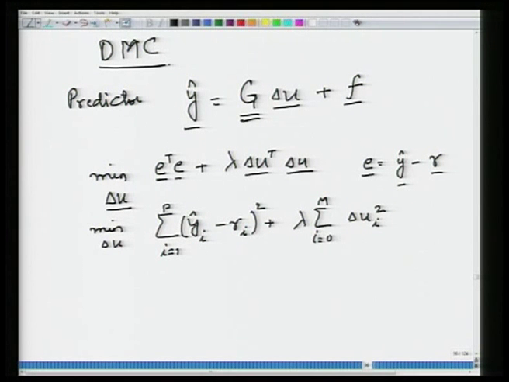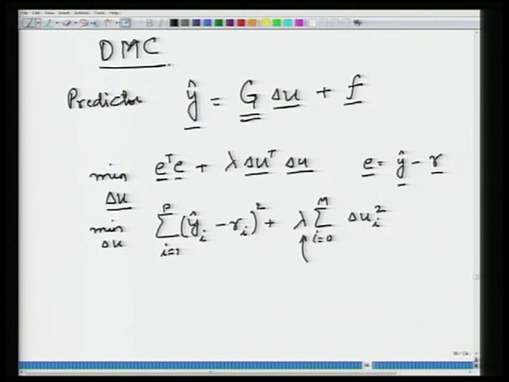By the way, notice from the objective function that the more the lambda, the more penalty I am imposing on delta u's. That means, if lambda is increased, control moves are getting penalized. Okay. So, this is called the move suppression factor. M is the control horizon, P is the prediction horizon, and I have my predictor up there. Okay.